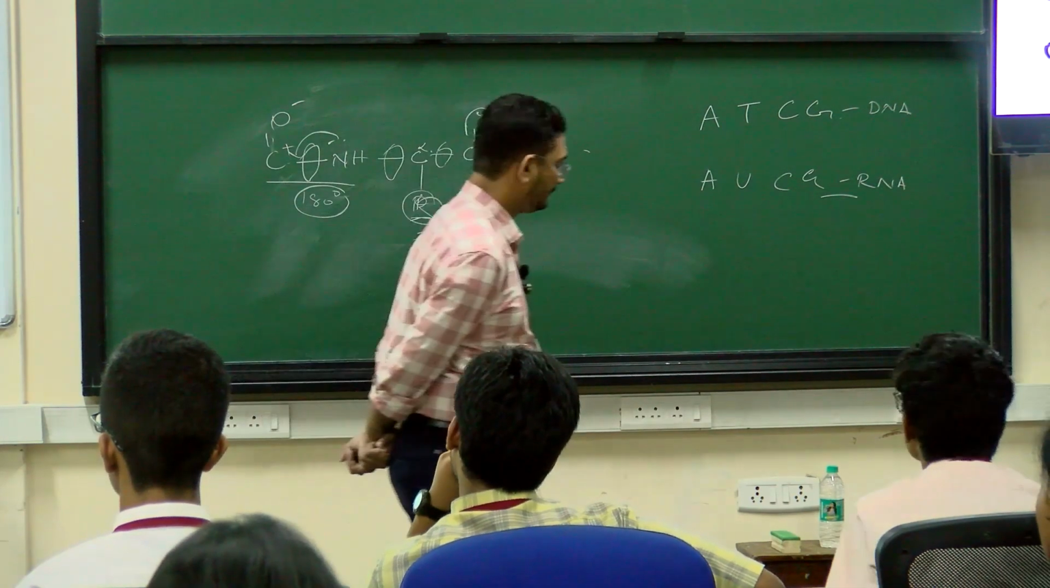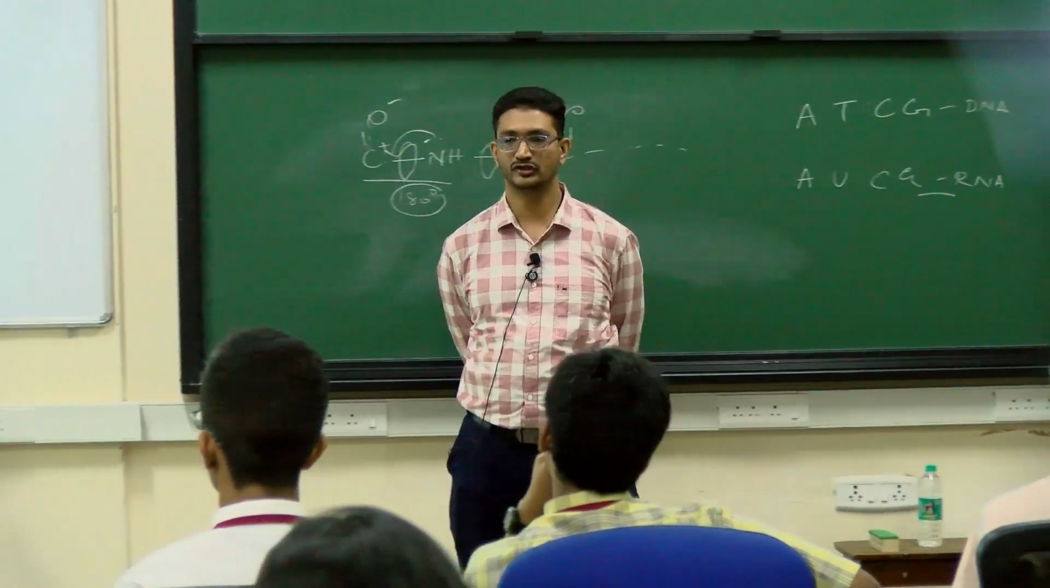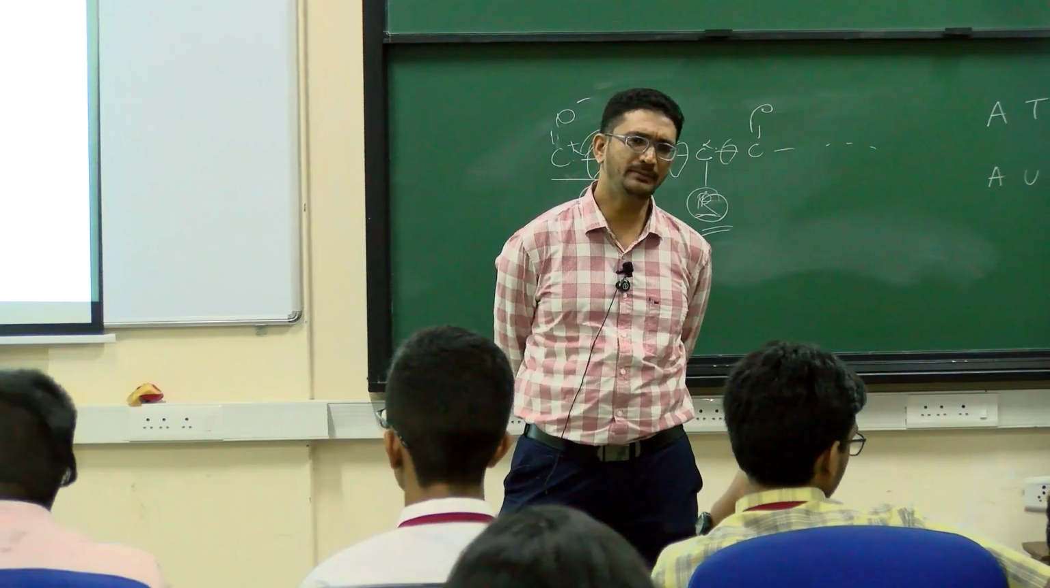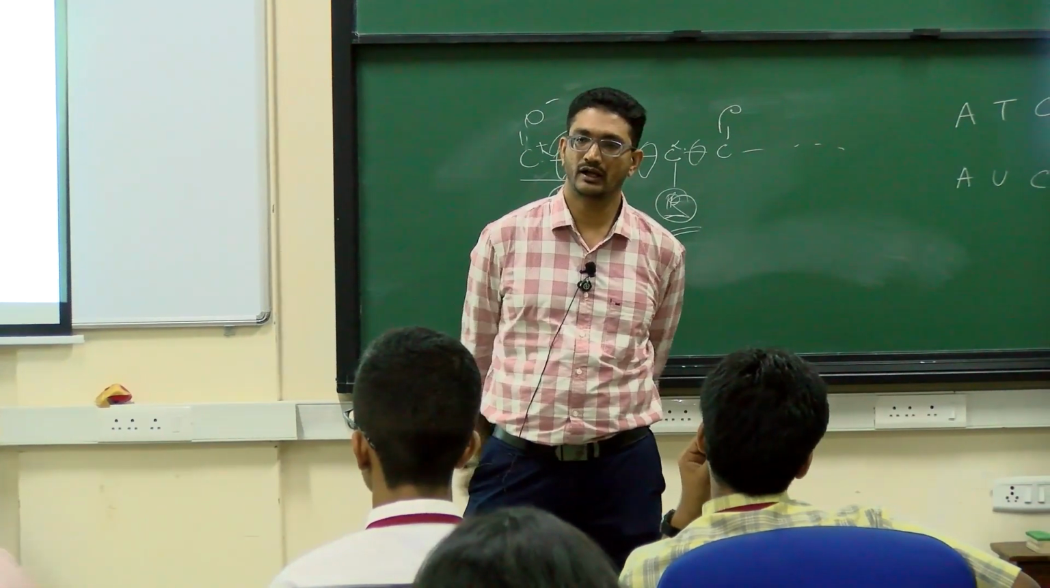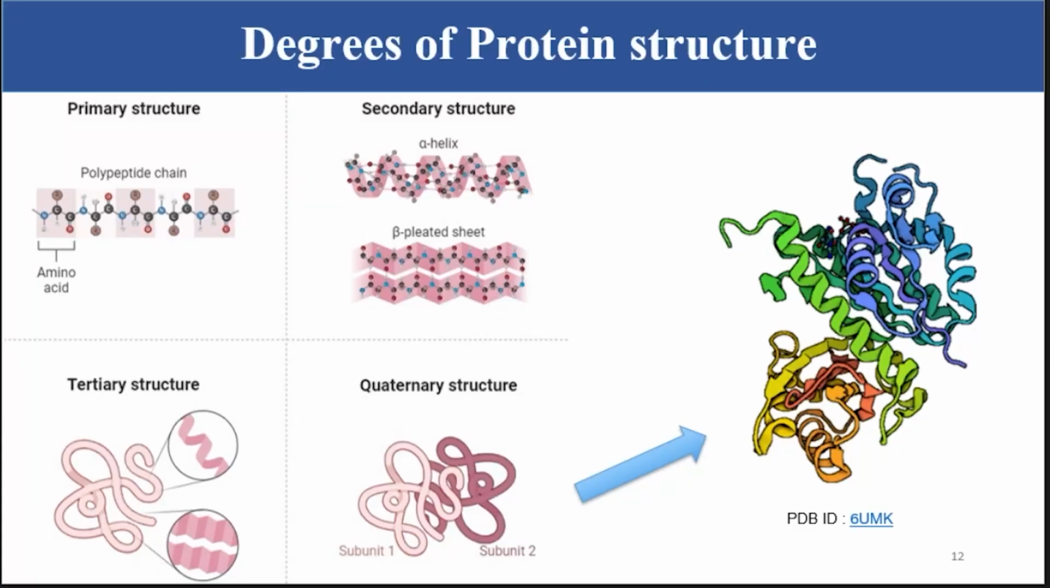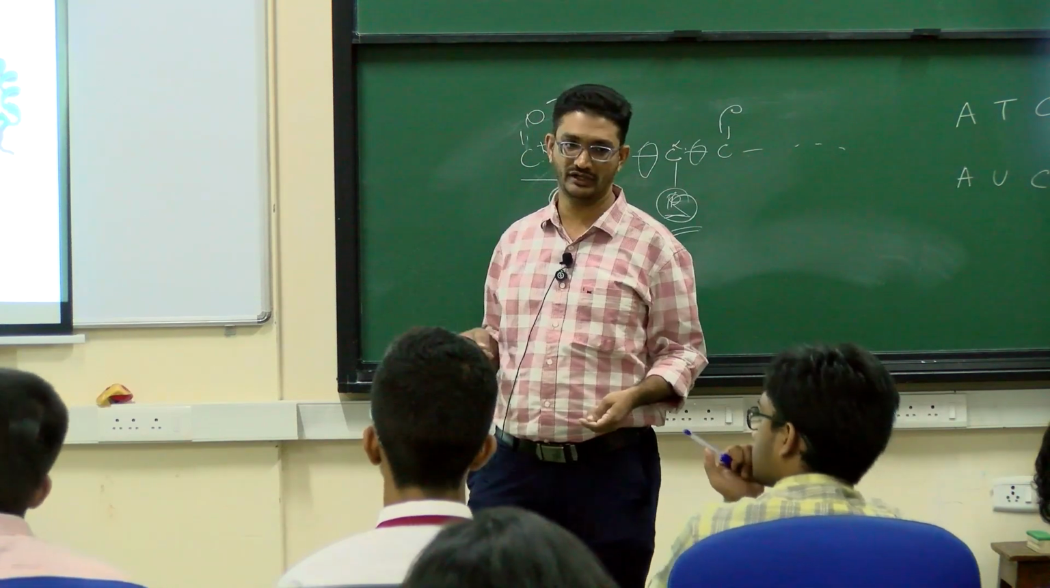So, we are going a little ahead of what we are supposed to discuss, but I'll tell you the answer for that. So, let me first tell you, now is it clear that from here you have a primary sequence, which is basically a polypeptide chain, that goes to secondary structure that forms tertiary and then quaternary, right?